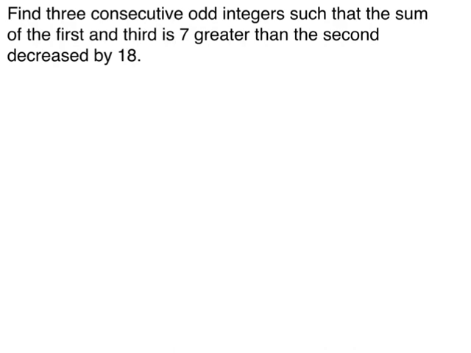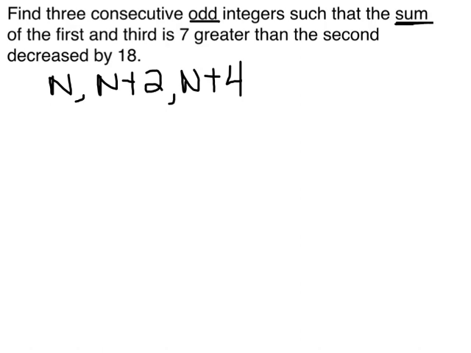Find 3 consecutive odd integers. So there again we're going to have n, n plus 2, and n plus 4, such that the sum of, which tells me I'm going to be adding the first and the third, which is this one, n plus 4, is 7 greater than the second decreased by 18.